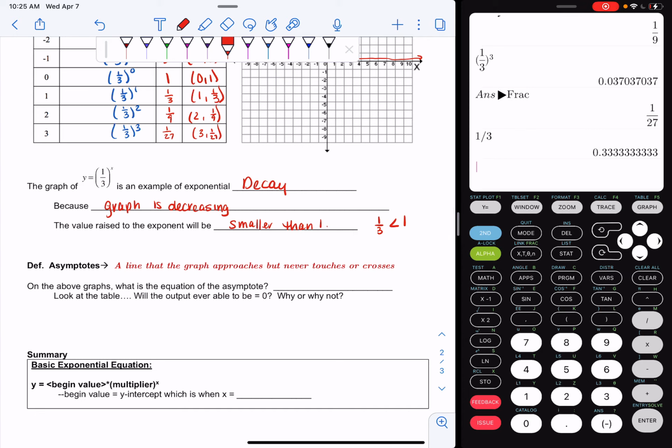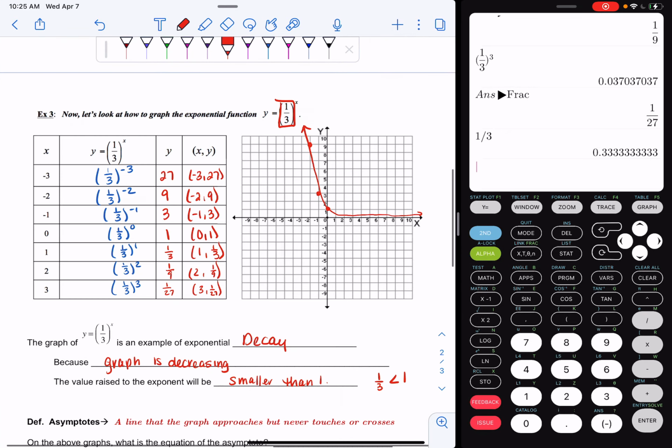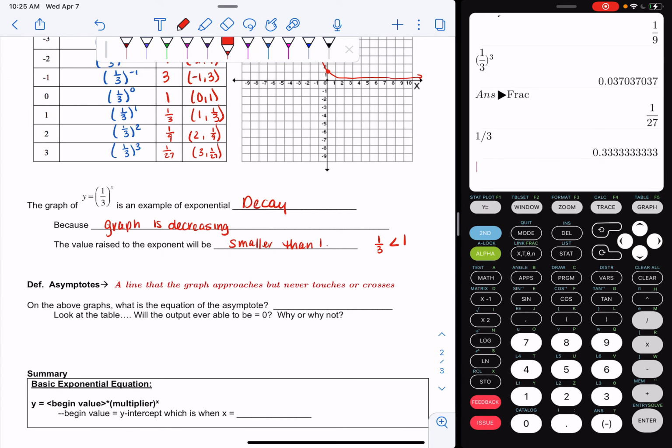So asymptotes. This is a word that you're going to be seeing a lot in Algebra 2, so I want to expose it to you right now. It's actually a very important word because it means a lot of important things, and it plays a very big role, especially when you get to calculus in terms of limits. It's a line that the graph approaches but never touches or crosses. So it's basically sort of like when you look at this, I'm coming very close to it, but I'm not touching this axis. So in the above graphs, the equation of your asymptote would be y equals 0 because we are not crossing y equals 0 ever.